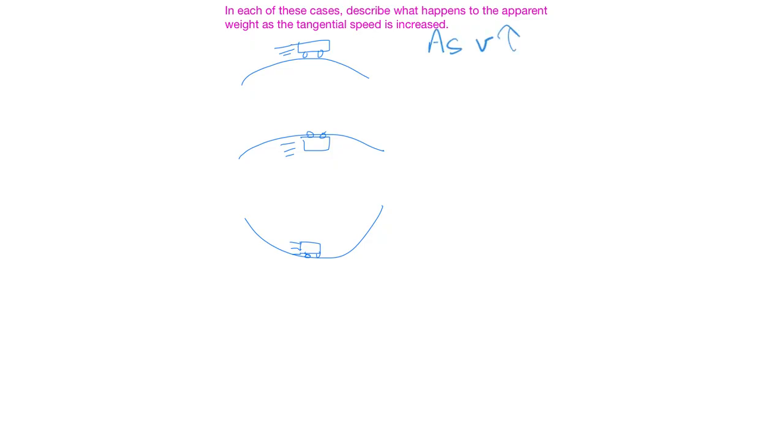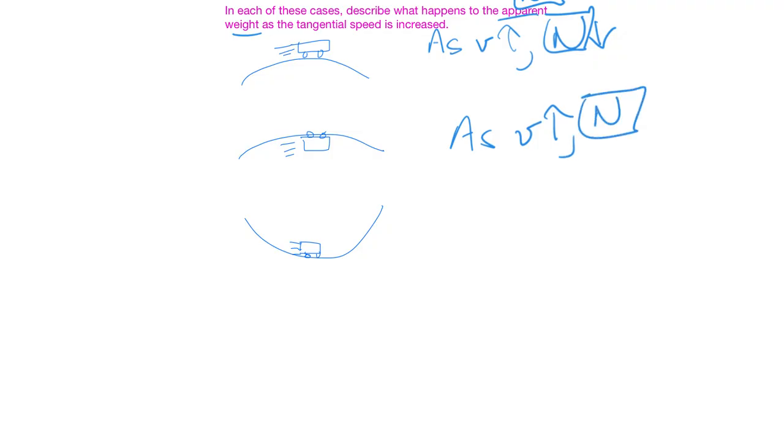As v increases, what happens to the apparent weight, which is a normal force? Normal force would decrease. Right here, as v increases, the normal force would increase. Right here at the bottom, as v increases, the normal force would also increase. Okay, as we said before, just summarizing.